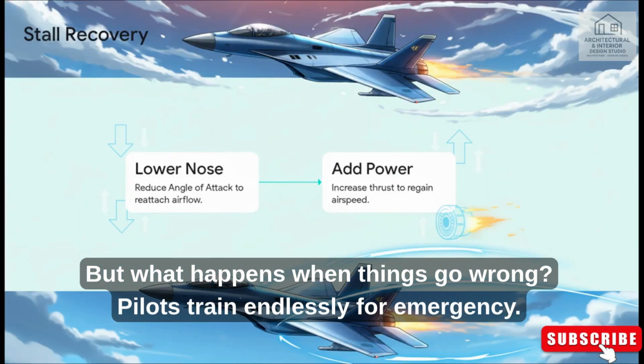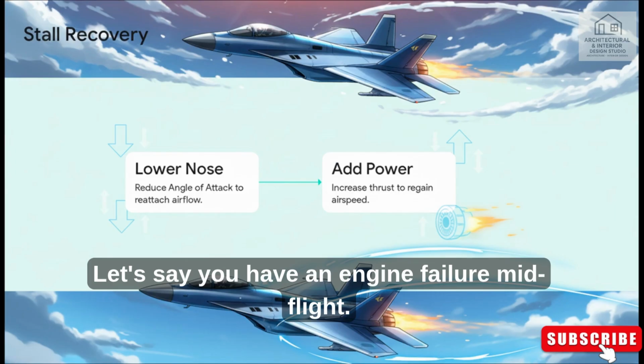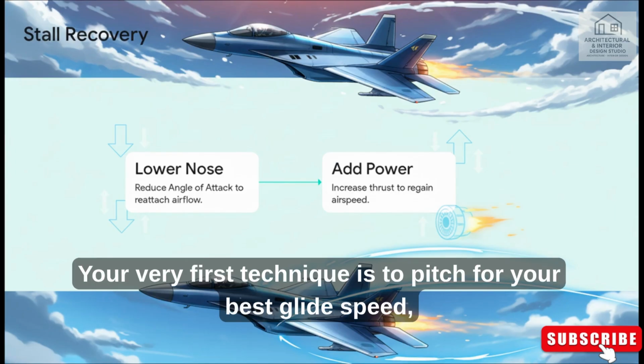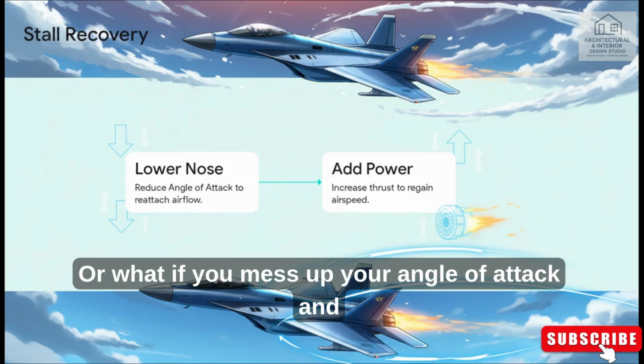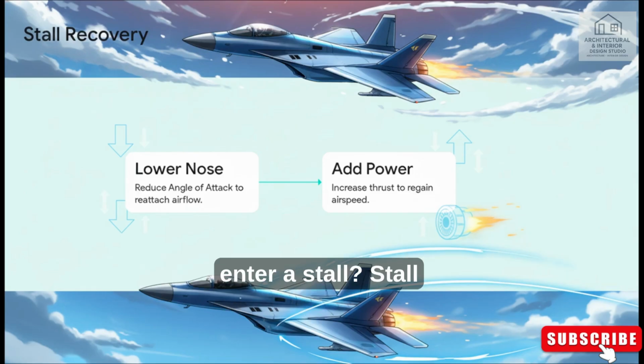But what happens when things go wrong? Pilots train endlessly for emergencies. Let's say you have an engine failure mid-flight. Your very first technique is to pitch for your best glide speed, to stretch your distance as far as possible. Or what if you mess up your angle of attack and enter a stall?